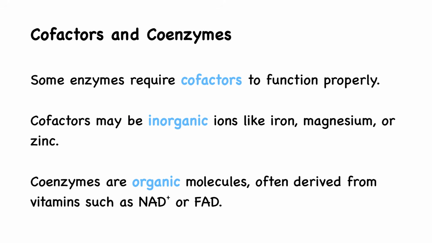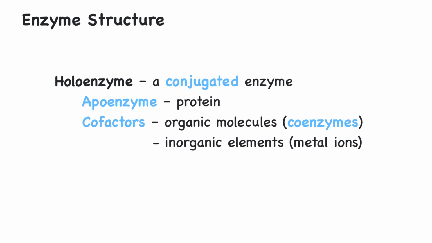Some enzymes require helpers called cofactors to function properly. Cofactors may be inorganic ions like iron, magnesium, or zinc. Coenzymes are organic molecules, often derived from vitamins such as NAD or FAD. Without these helpers, many metabolic reactions would not occur. When a cofactor or coenzyme binds to an enzyme, the fully functional form of the enzyme is called a holoenzyme.